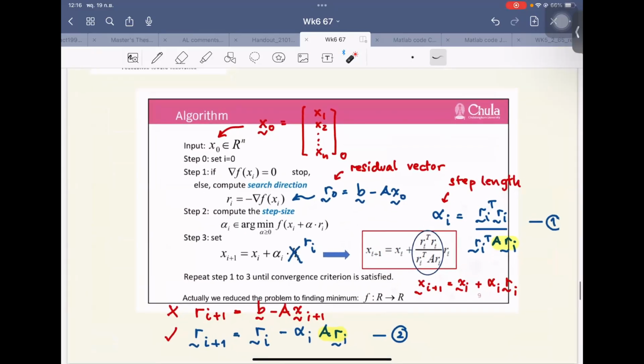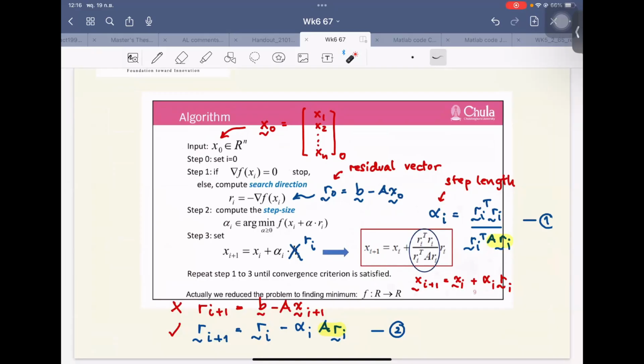And here's the algorithm. The algorithm here applies to the general function f. But if we consider the quadratic function, instead of finding the negative gradient, now we find the residual vector, b minus Ax. Now the search direction will be the residual vector, the right hand side vector subtracted by Ax.